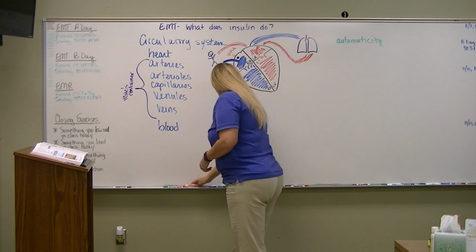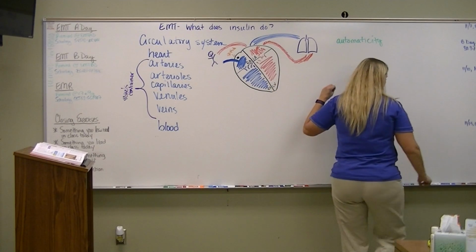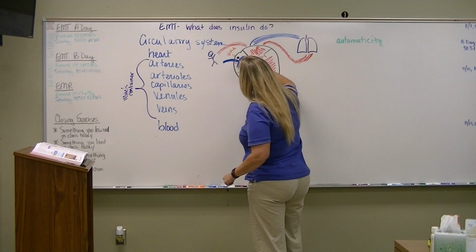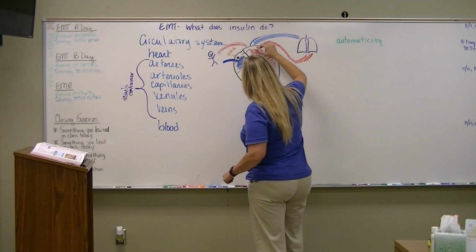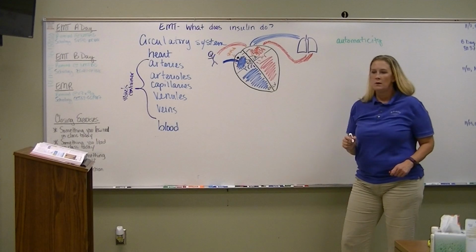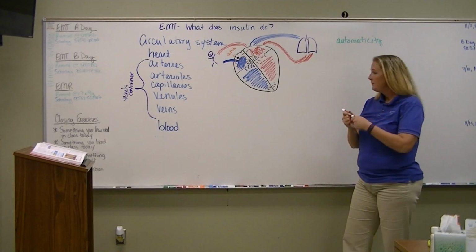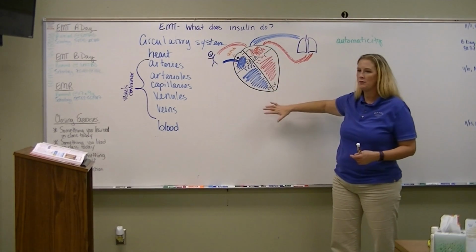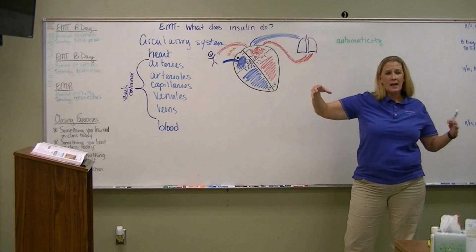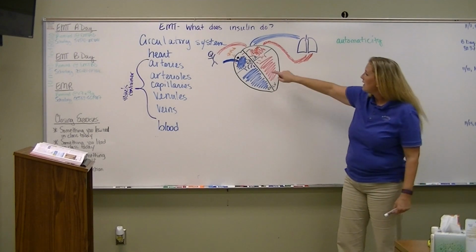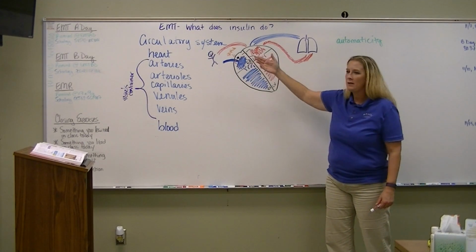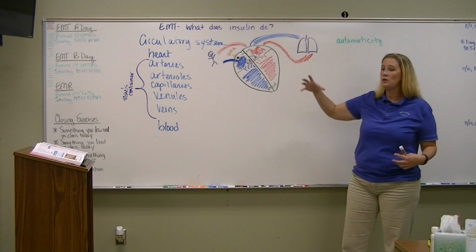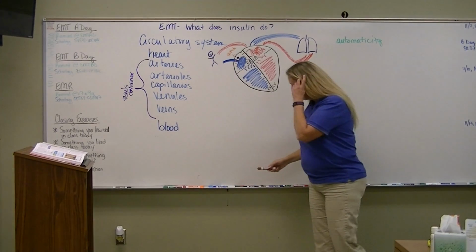Our SA node sends an electrical pulse out through our atria and causes our atria to contract. When our atria contract, they push the blood that we have gathered up in here down into our ventricles. Now, some of the blood is going to flow through anyway because we have gravity, which is okay, but not enough blood, which is why our atria need to contract as well.